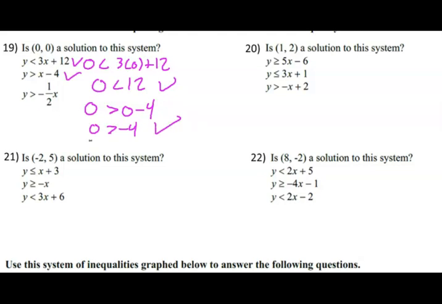Let's look at the last one. Is 0 greater than negative 1/2 times 0? 0 is not greater than 0. They're equal. So that doesn't work. So we'll put no. So if it doesn't work for even one of them, it's a no. It has to work for all of them to be a yes.